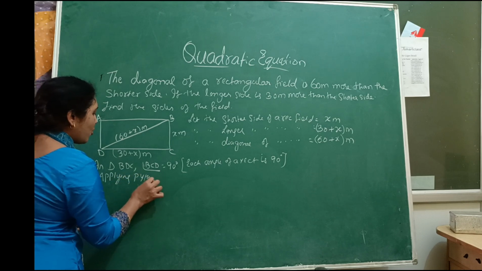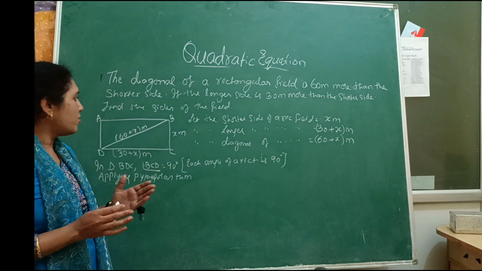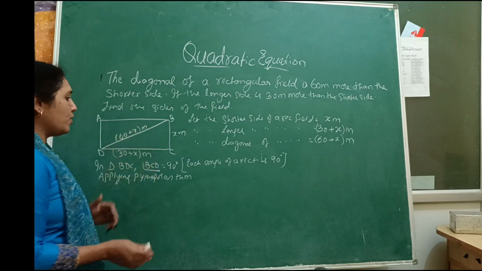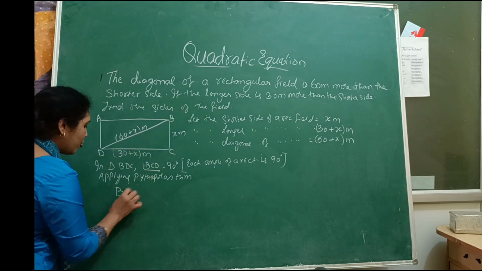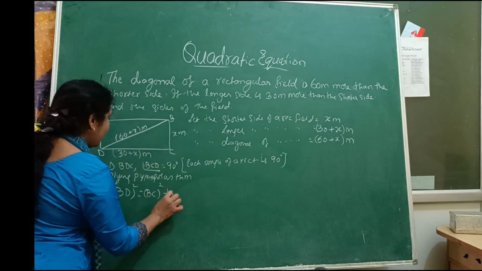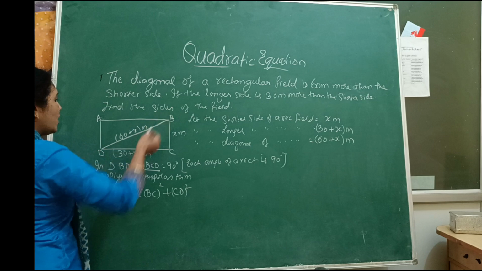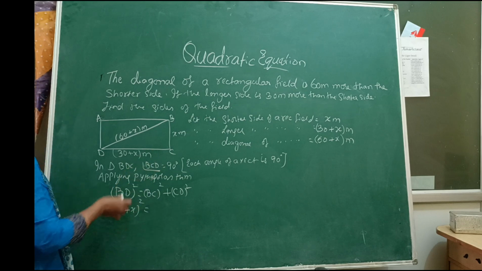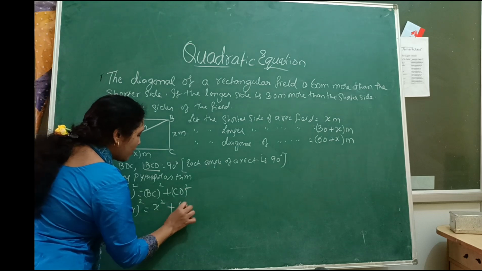Applying Pythagoras theorem, the square of the hypotenuse is equal to the sum of the squares of the other two sides. Your hypotenuse here is BD. So BD square is equal to BC square plus CD square. Let me substitute the values. BD is 60 plus x. So 60 plus x whole square is equal to BC, which is x, plus CD, which is 30 plus x.